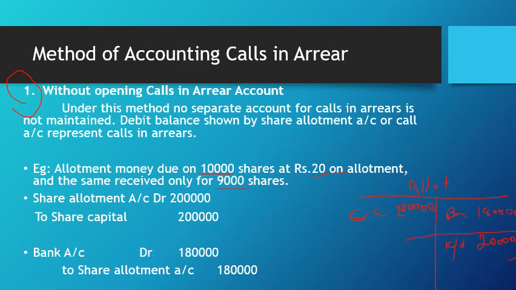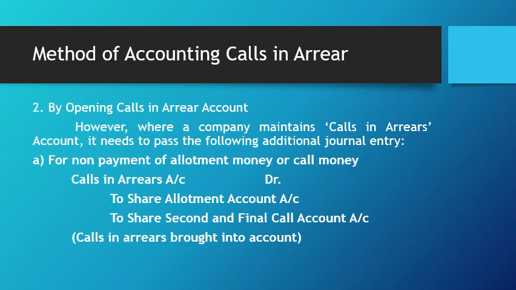This balance is treated as calls in arrears. So this is the first method of maintaining calls in arrears without opening a calls in arrear account. Here this difference of rupees 20,000, this debit balance in the share allotment account, is treated as calls in arrears. This is the first method, without opening a calls in arrear account. Then the next method, the second method, is by opening a calls in arrear account.